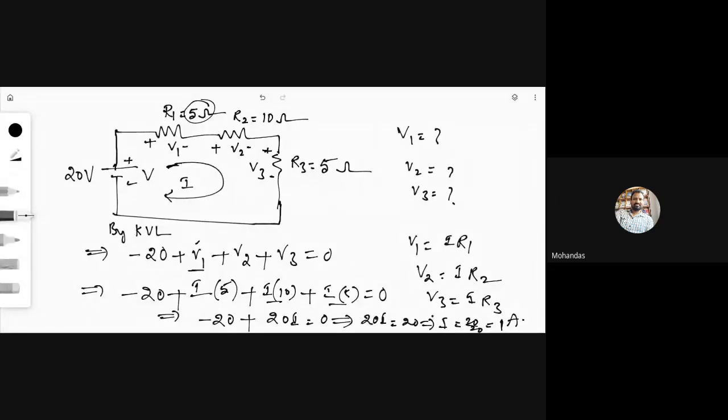Now, after getting I equal to 1 ampere, tell me what is the V1 voltage from Ohm's law? What is the V1 voltage?